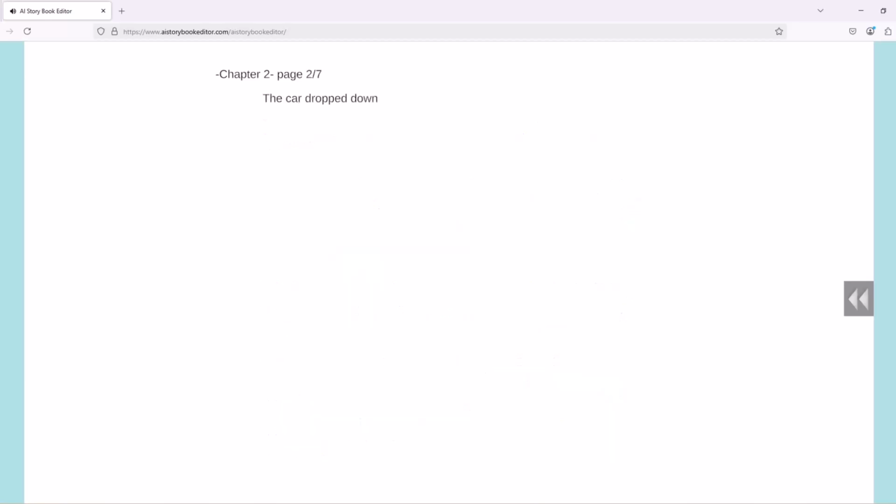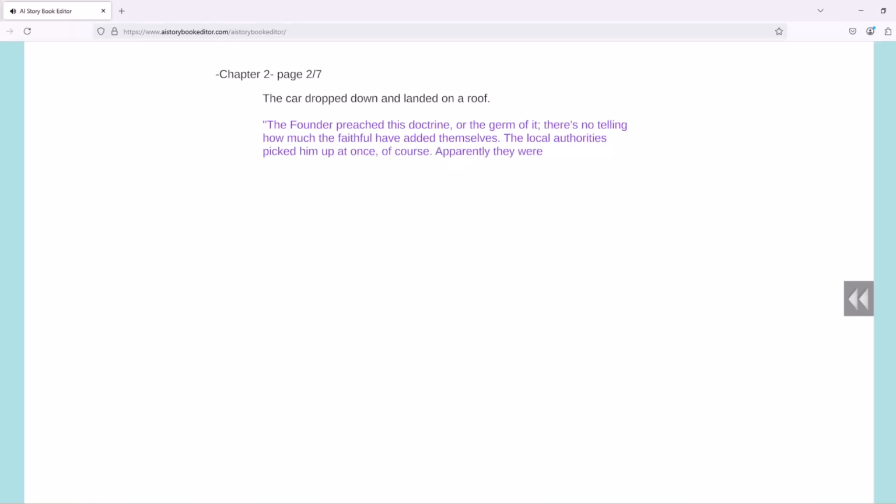The car dropped down and landed on a roof. "The founder preached this doctrine, or the germ of it. There's no telling how much the faithful have added themselves. The local authorities picked him up at once, of course. Apparently they were convinced that he meant it. He was never released. He was put to death, and his body buried secretly. It seemed that the cult was finished."